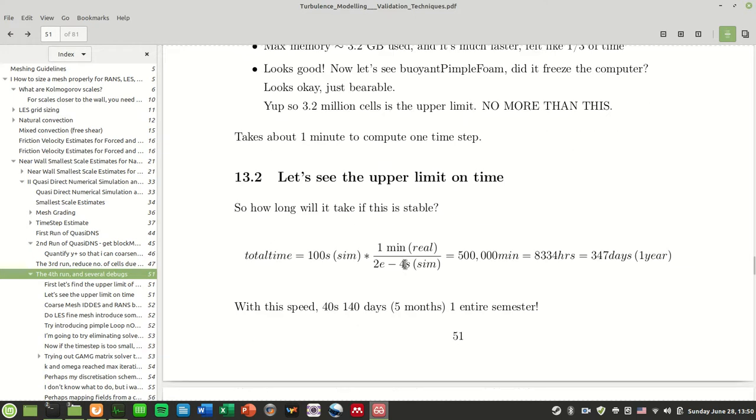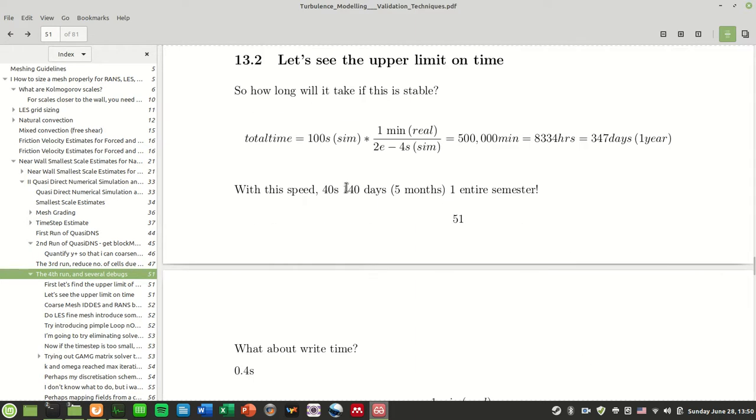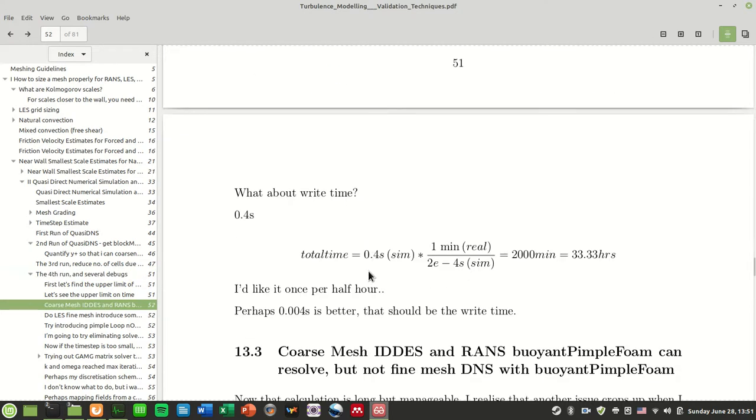So I realized that even at this pace, it will take about a year to finish all of these at this time step, to resolve DNS. It will take about 1 year to get all the calculations out. And this is for 100 seconds of simulation time. Even with 40 seconds, which is just barely enough, it will take roughly one entire university semester, or half a year.